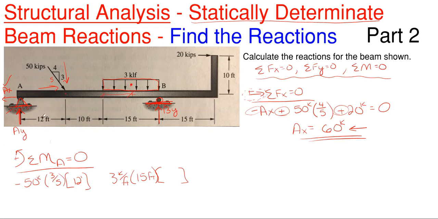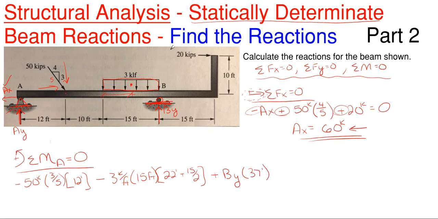So this total distance over here to point A will be 12 plus 10, which is 22, plus the 15 over 2. And that is my distance to get it to point A. It will also be rotating clockwise about point A, so that is negative. And then I have B sub Y, I assumed it upwards, so that will be rotating counterclockwise, so it's positive, times its total distance to A, which is 37 feet.